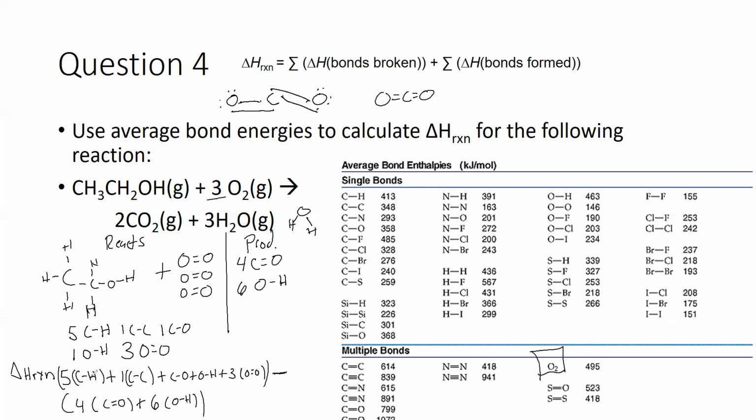And I'm going to put the numbers right above here. So carbon hydrogen is 413. Carbon carbon's 348. Carbon oxygen is 358. Oxygen hydrogen is 463. O2 is 495. Carbon oxygen double bond is 799. Oxygen hydrogen is 463.